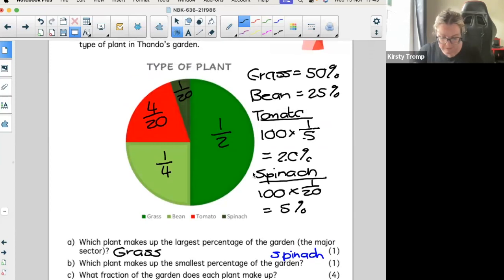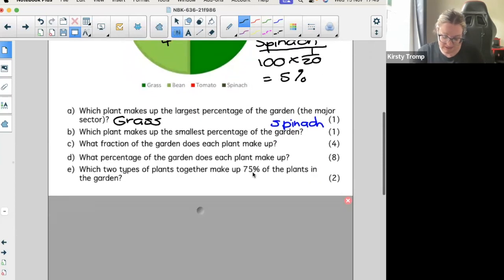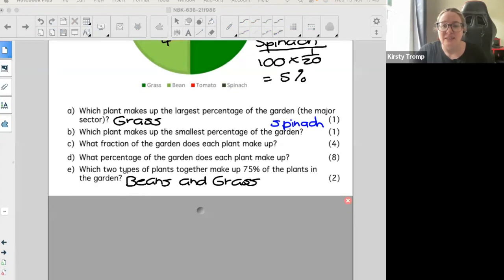It's bean and grass because 50 plus 25 is 75%. You're amazing. Beans plus grass. Beans and grass. Well done. Pleasure. Thank you so much, Itandile. Pleasure, ma'am. All right. Let's keep on going, guys.